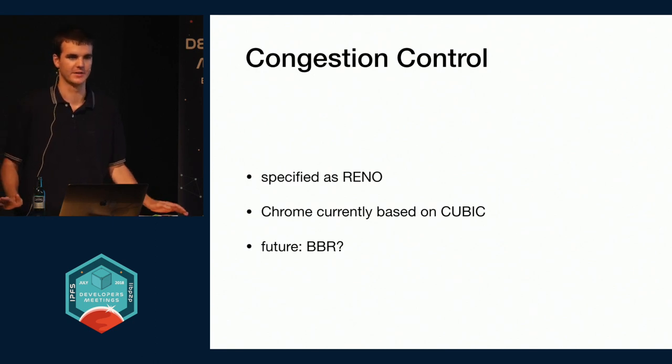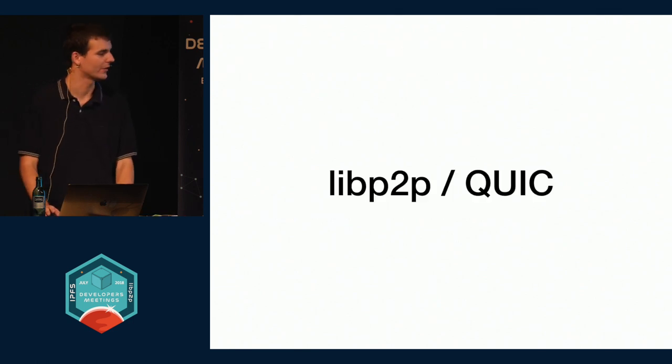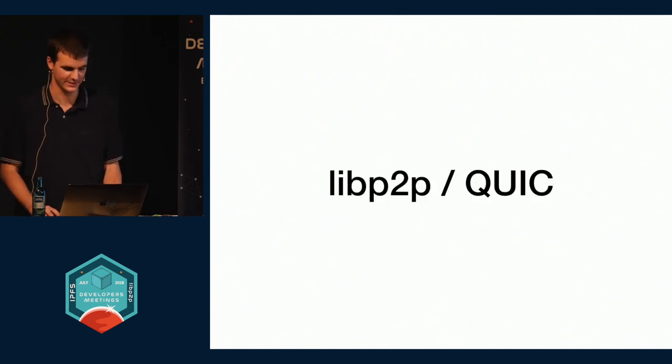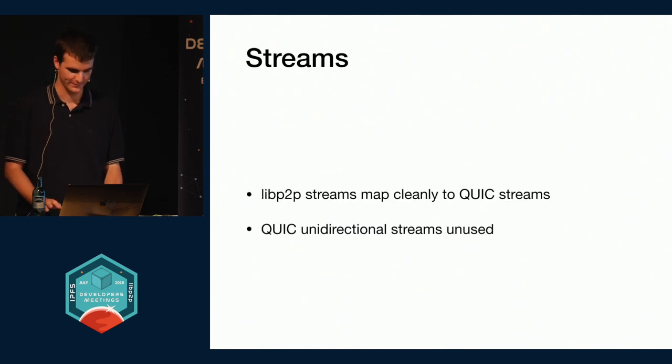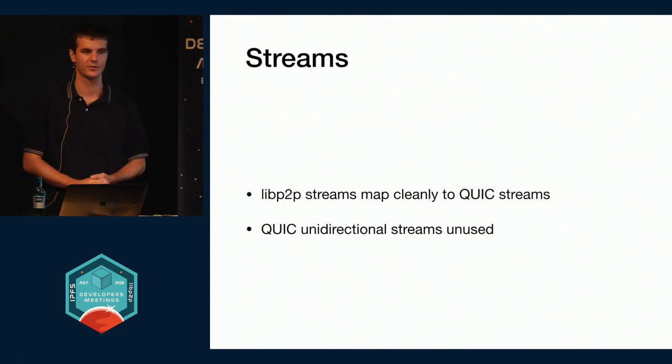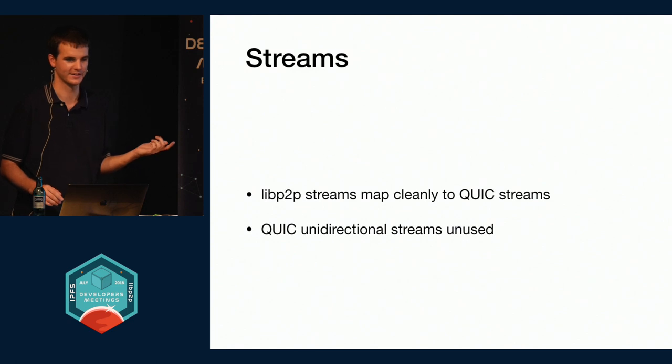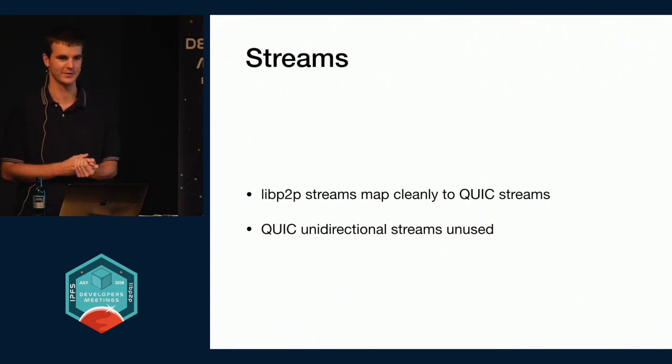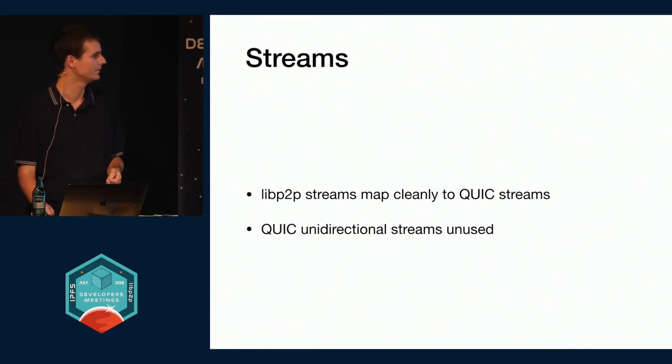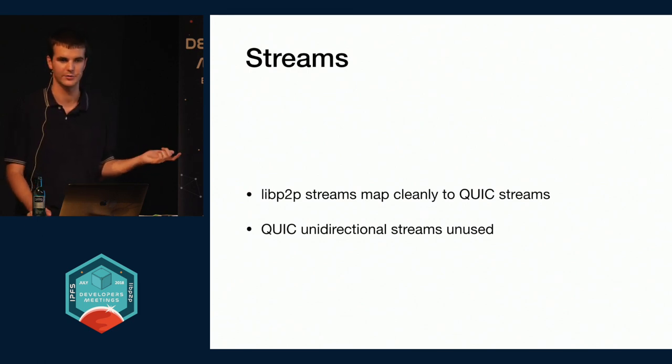So that's the QUIC protocol, and I will now show you a bit how it's integrated into libp2p. So first of all, streams are really easy to map, because the QUIC streams are basically the same as the libp2p streams. It's just an almost perfect match for the bidirectional streams. We don't have any unidirectional streams in libp2p, so we just don't use them.